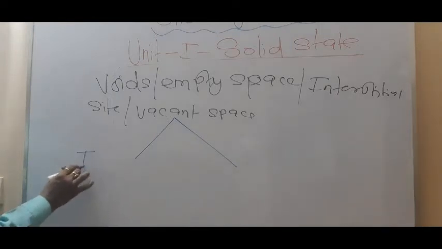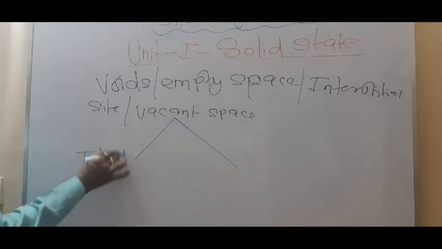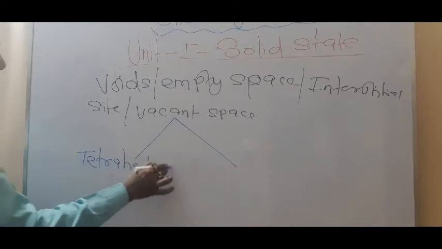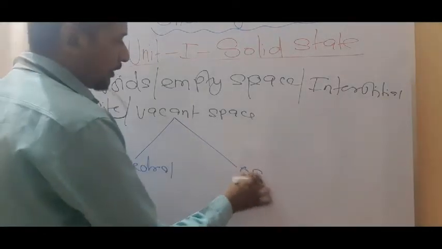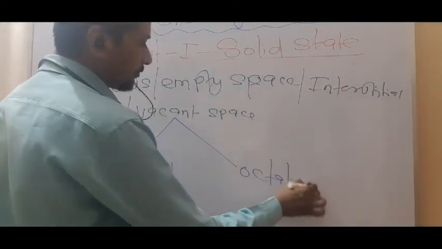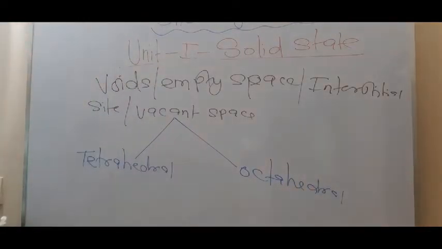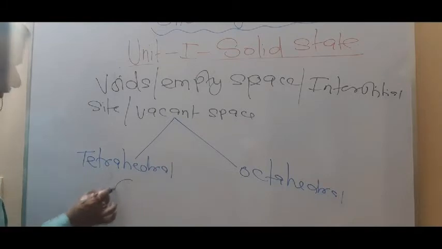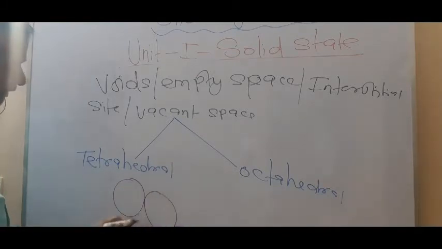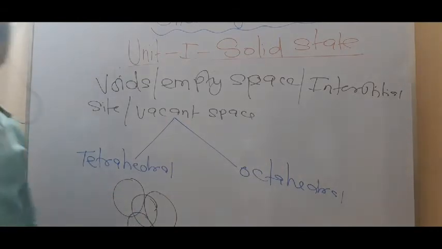So you have to focus on the 2 types of voids, tetrahedral voids and octahedral voids. Are you getting this point or not? In case of tetrahedral voids, look at here what happens. The voids are covered by 4 spheres. Okay, when the centers of all spheres are joined, they will give a tetrahedron. So that's why this void is known as a tetrahedral void.